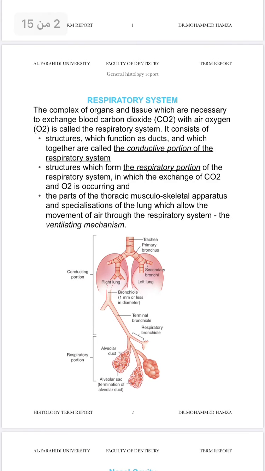Today's topic is the general histology of the respiratory system. The respiratory system is the complex of organs and tissues which are necessary to exchange carbon dioxide and oxygen between the blood and the air. It's called the respiratory system.